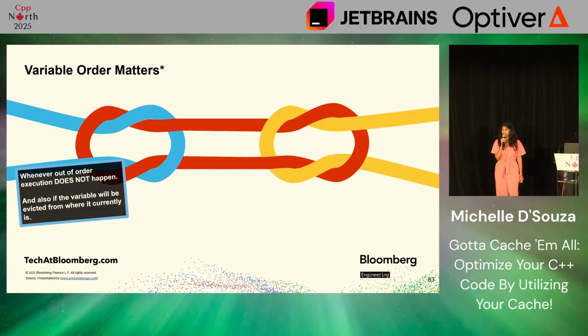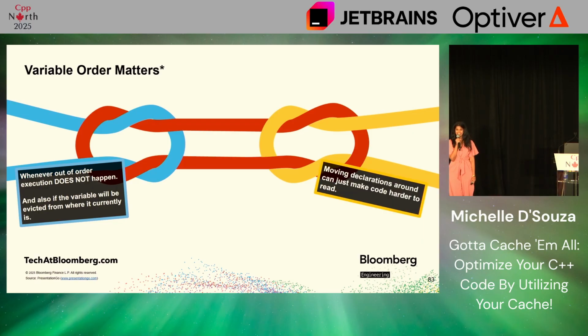So variable order does matter, only if there's no out-of-order execution, and also if the variable will be evicted from where it currently is. But doing this, I think, makes your code less readable than it could be. So truly only do this after you profile and you realize that this is where your bottleneck is.